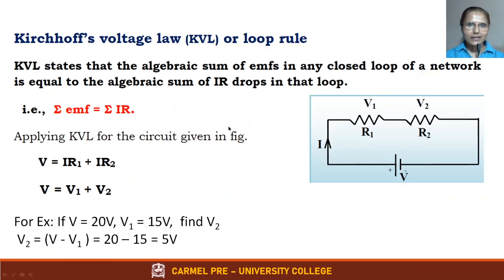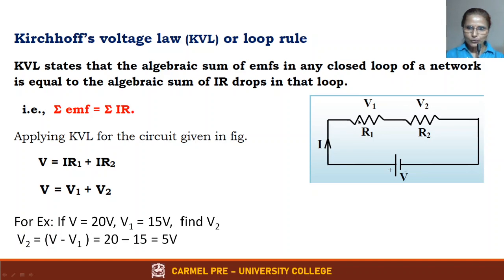Next we'll see what is KVL. It's also called Kirchhoff's voltage law or loop rule. KVL states that the algebraic sum of EMFs in any closed loop of a network is equal to the algebraic sum of IR drops in that loop. If this is the loop, the sum of EMFs, electromotive force, means voltage sources, is equal to the sum of IR drops, I into R drops.